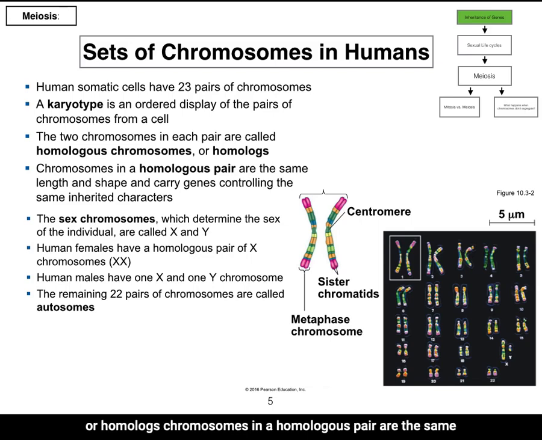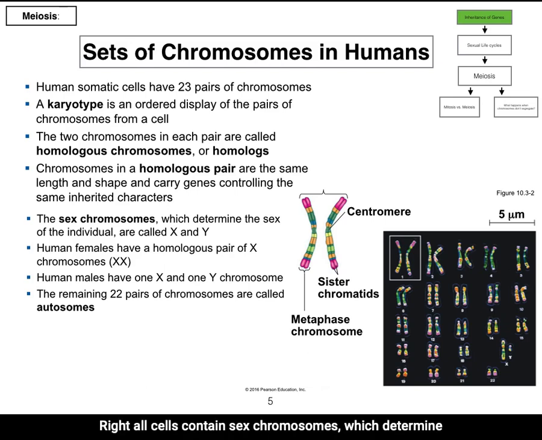Chromosomes in a homologous pair are the same length, the same shape, and the homologous pair carry the same genes and DNA. Homologous chromosomes are held together at the center by a centromere. So a total of 46 chromosomes in all somatic cells exist, but there are 23 pairs. Scientists can study these chromosomes through a karyotype, which is shown at the bottom right.